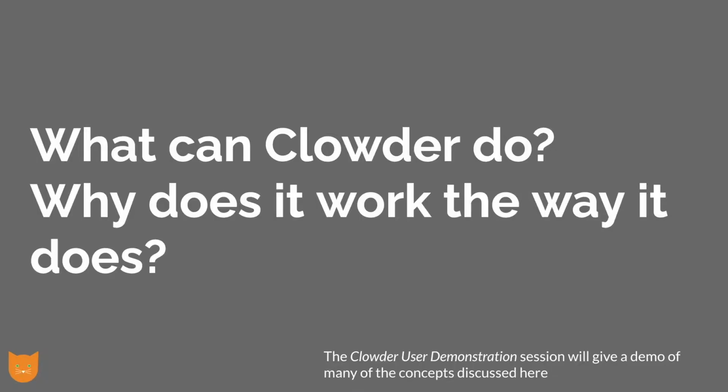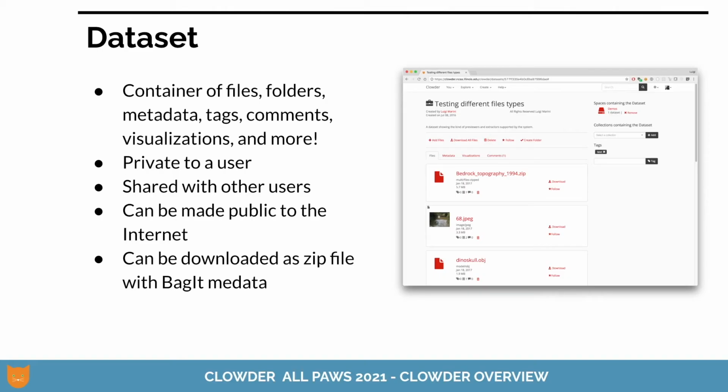Let's take a closer look at what Clowder can do and why it works the way it does. As already mentioned, Clowder came to be incrementally based on projects it was being developed on. This will be a high-level overview. The Clowder user demonstration session will show specific examples of the features described here. The core of the Clowder data model is the dataset, which, in the case of Clowder, is a bunch of files and metadata, plus folders, tags, comments, visualizations, license, and more.